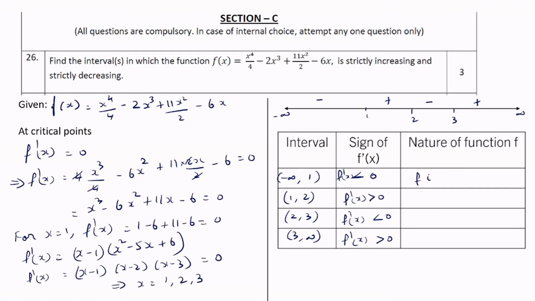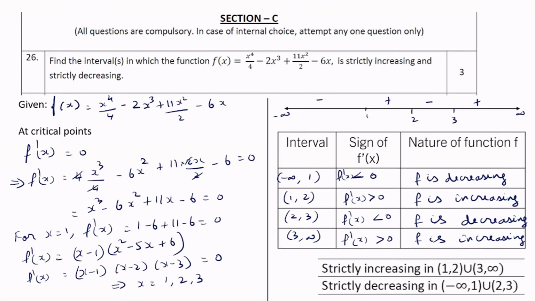So the nature of function f is, it is decreasing on this interval. And in the open interval 1 comma 2, since it is positive, f is increasing. And in the interval 2 comma 3, f dash of x is less than 0. So here again f is decreasing. And finally in the interval 3 comma infinity, f dash of x is positive. So f is increasing on this interval.